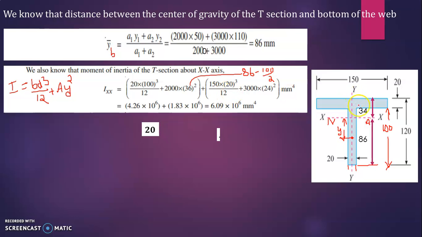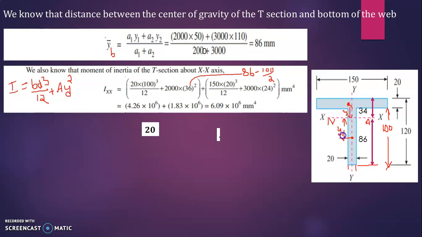Then we'll go to the next section, the flange. Again use the same formula, BD cube divided by 12 plus AY square. Now what is B here? B is 150 and D is 20. This thickness is 20. Cube divided by 12 plus AY square. What is A? A is 3000. First only I have calculated it. And y, now again, what is that y? The center of gravity is somewhere here, for the rectangular section. The distance from here to here, that you have to calculate. That is this y.